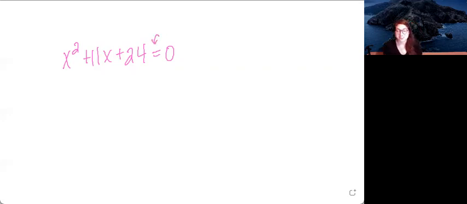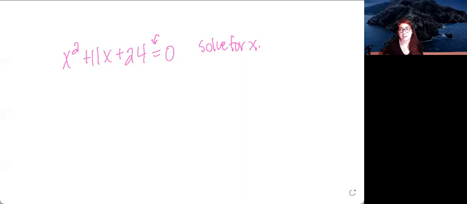If I give you x squared plus 11x plus 24, and I say that equals 0. So see, not only am I going to factor, but I'm going to solve. So anytime you have an equal sign, you're going to solve. We're going to solve for x. All right. Well, first we're going to factor. Okay. Now there's a couple ways.